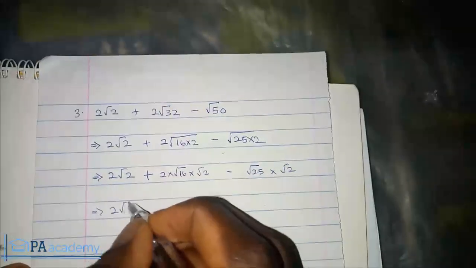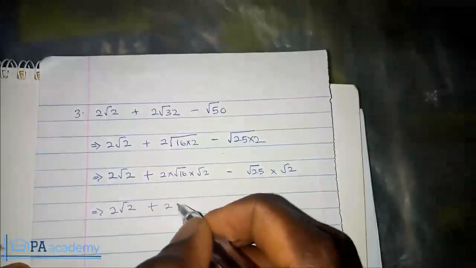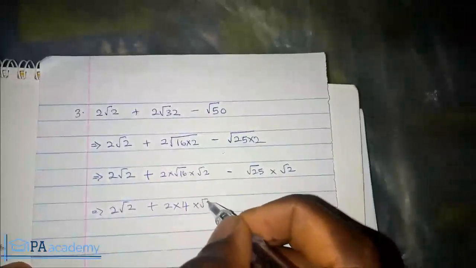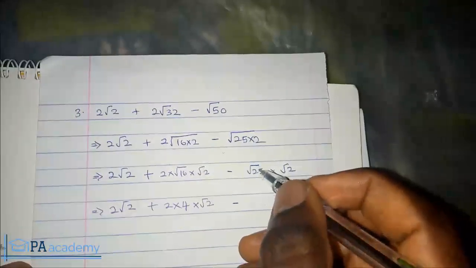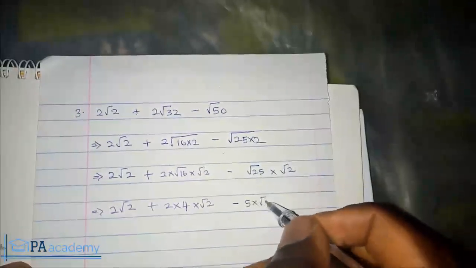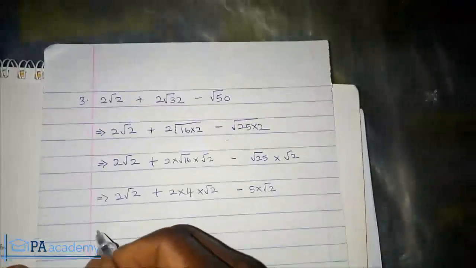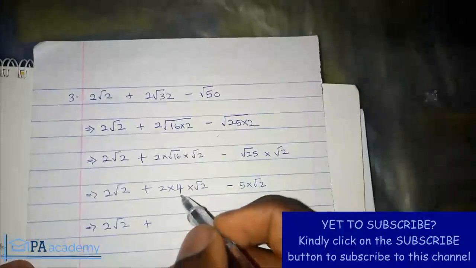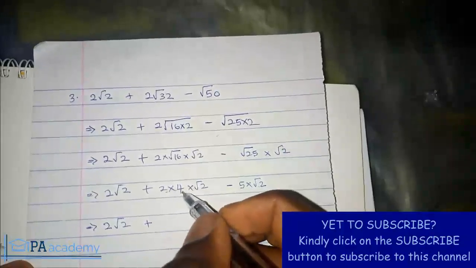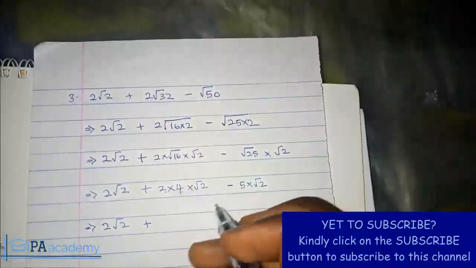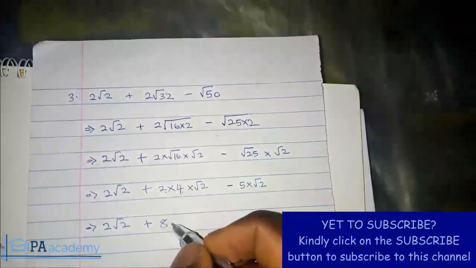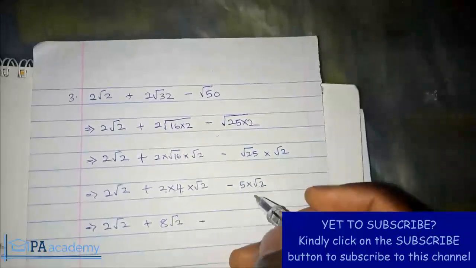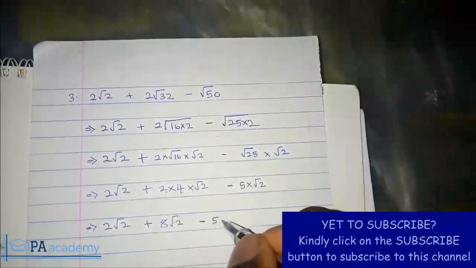So we have 2 root 2 plus 2 times square root of 16 is 4, then times root 2 minus square root of 25 is 5 times root 2. So that will give us 2 root 2 plus, so at this junction we have 2 times 4. We can multiply that together, that will be 8. So 8 times root 2, so 8 root 2 minus 5 times root 2, that will be 5 root 2.